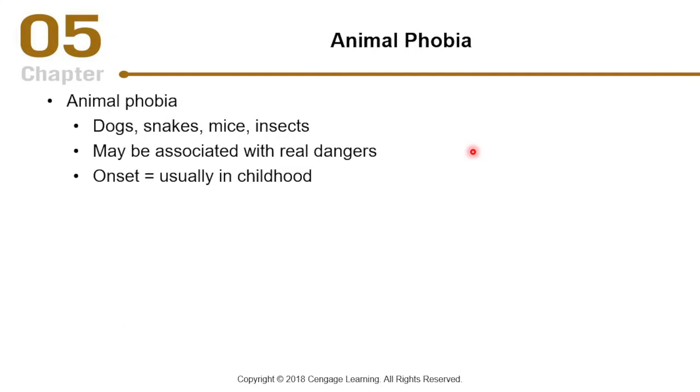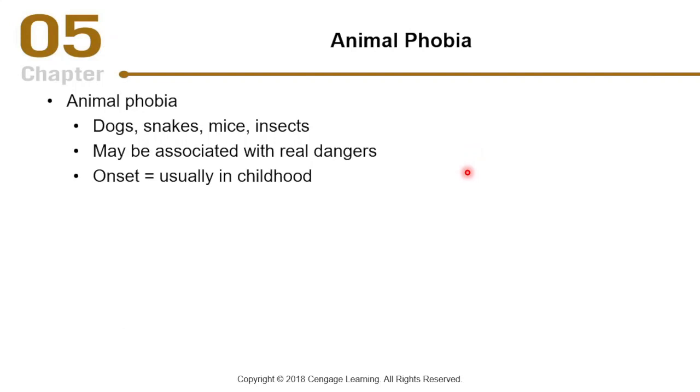Okay. And then we also have animal phobia. So animal phobia is fear of dogs, snakes, mice, insects, and so on. It might be associated with real danger. For example, those who fear bees or wasps, this is because although their sting is typically non-poisonous and doesn't affect us that much, there are people who develop an allergic reaction to their sting. They might die of anaphylactic shock, not from the sting itself, but from the allergic reaction caused by the sting. So that's what they fear.